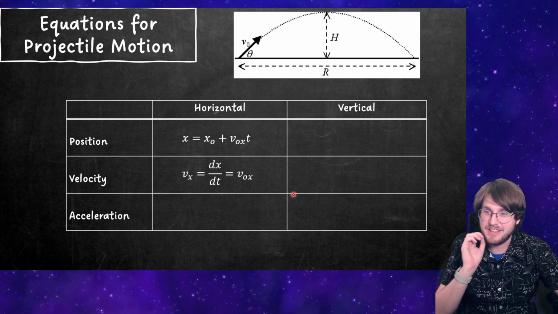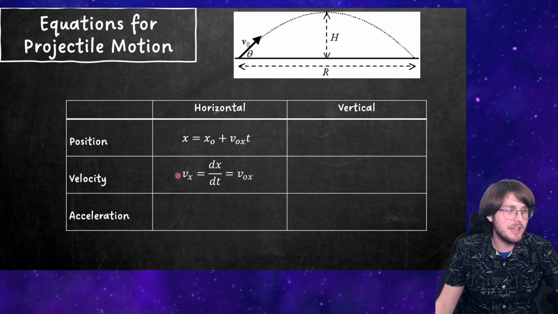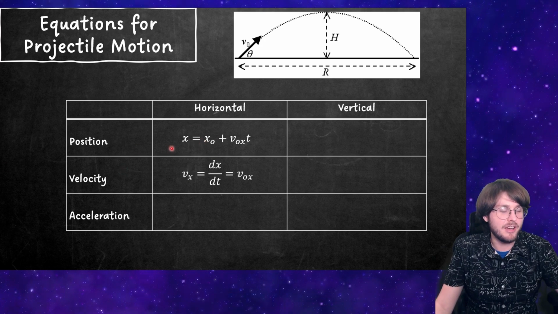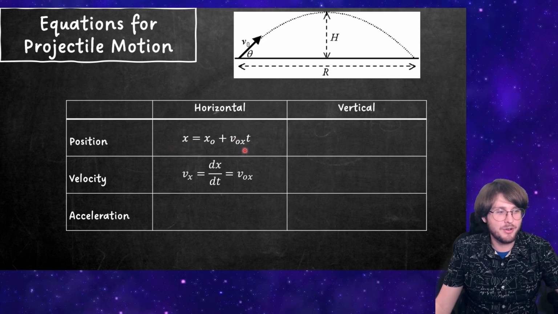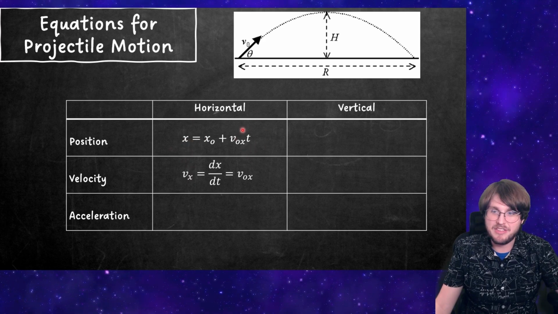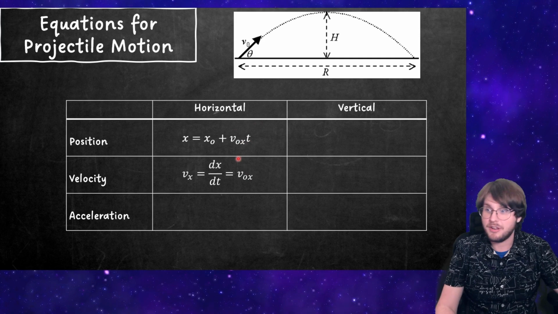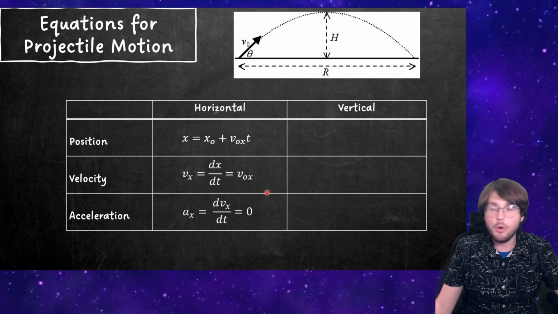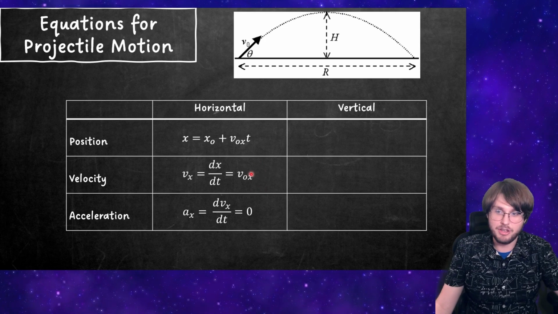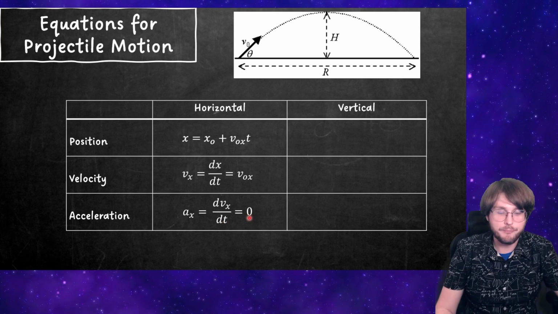Now, if we take the velocity of that, we quickly figure out exactly how and why our velocity is constant, because we eliminate this x naught entirely, and we're taking the derivative of position. Through doing that, we eliminate this t, and all that's left is initial x velocity. If we take the derivative of that again, well, now we are differentiating a constant value. So the acceleration in the x direction should be 0.